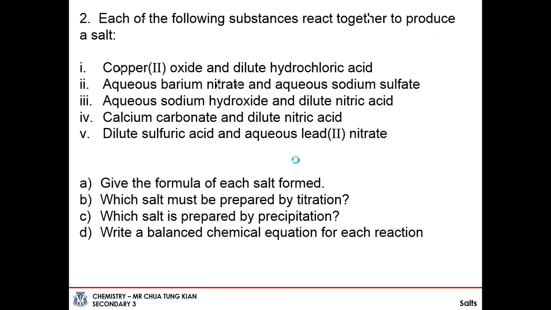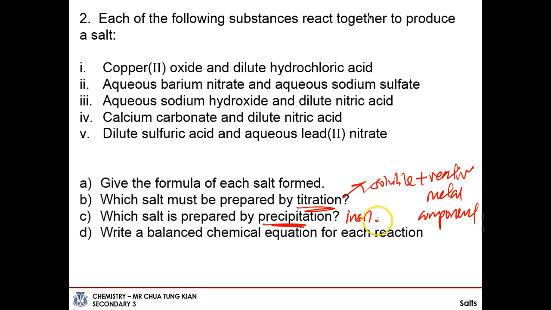Question number 2. Each of the following substances react together to produce a salt. We'll give the formula of each salt formed. Which salt is prepared by titration? Which salt is prepared by precipitation? So this one is soluble plus reactive metal component. Precipitation means insoluble in water.